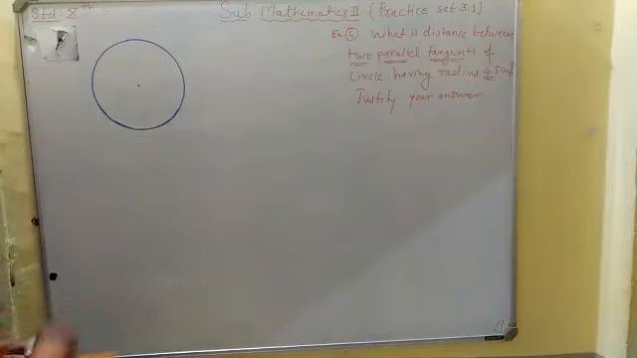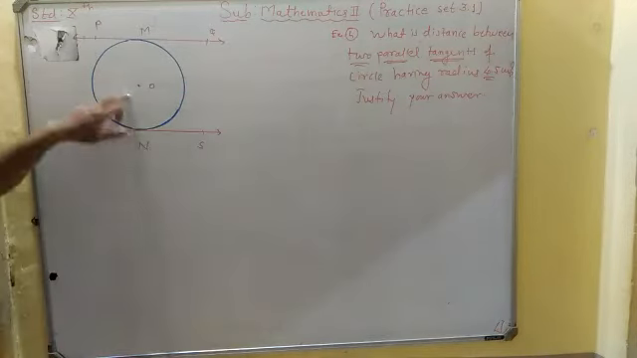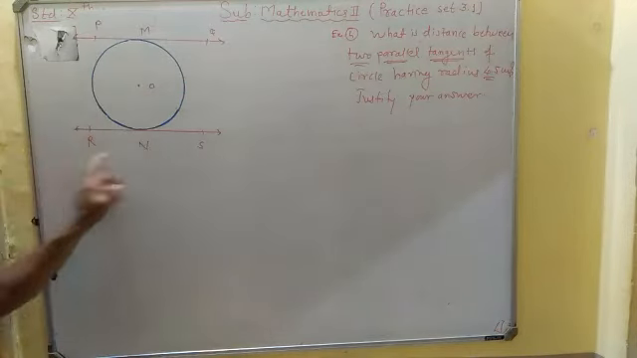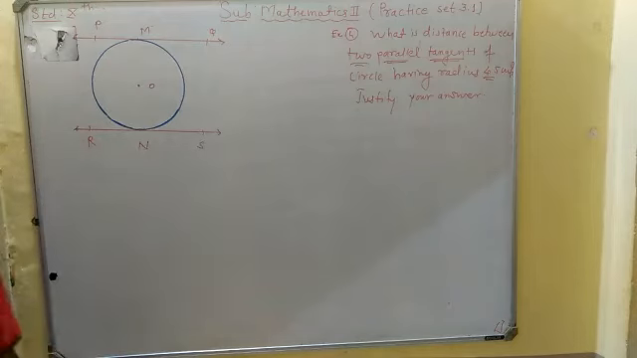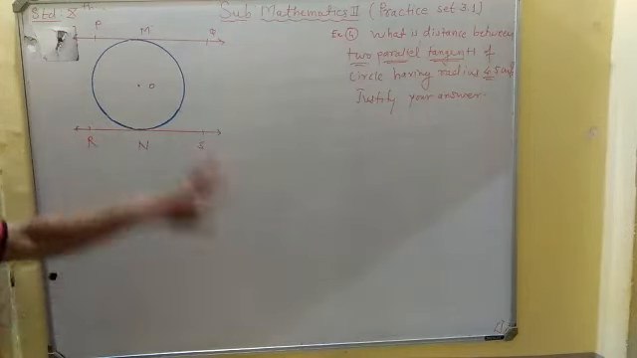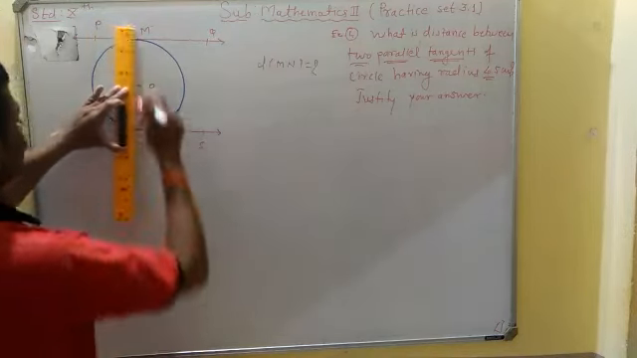Let us consider a circle with center O having tangents PQ and RS parallel to each other, that touch the circle at points M and N respectively. Okay, that is the given thing. Draw a segment OM.